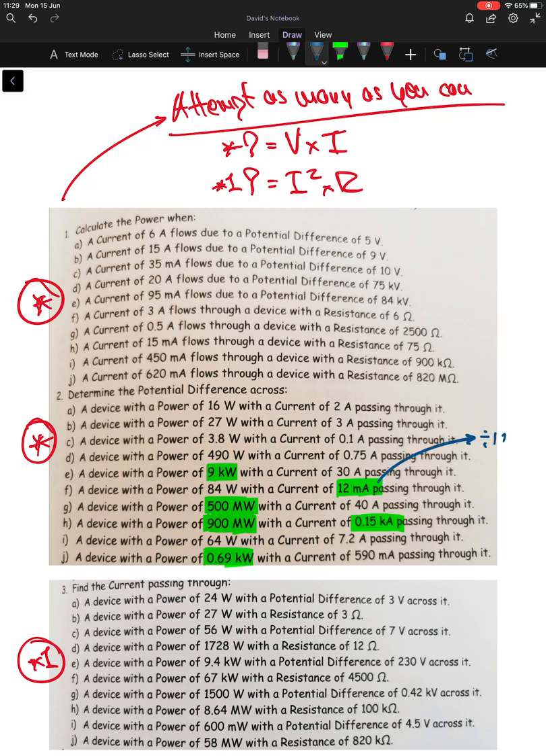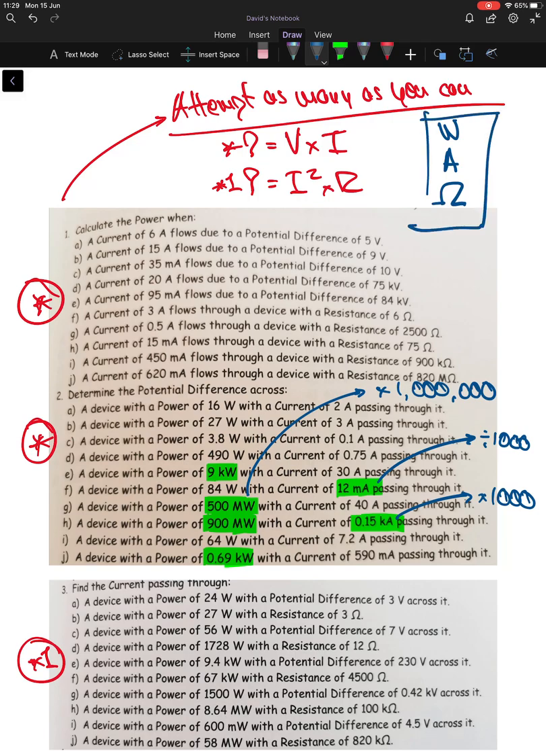Remember, if you've got milliamps, divide it by 1,000. Kiloamps or kilowatts, times your number by 1,000 to convert it, and megawatts, times it by 1 million. So don't forget to convert them into watts, amps, and ohms. Those are your units. Anything that's not in those needs converting. Pause the video, have a go at as many of those as you can. Once you've done that, I'll show you the answers.